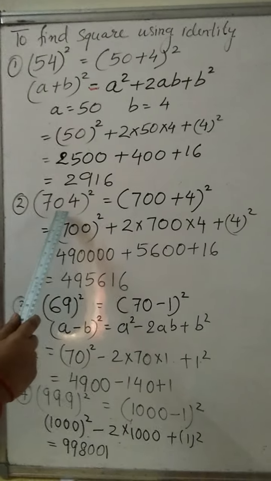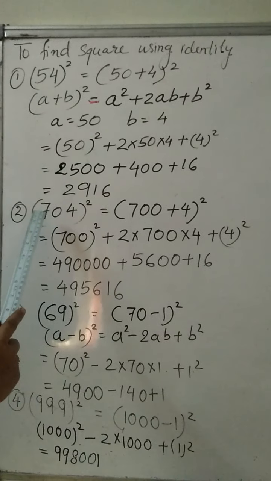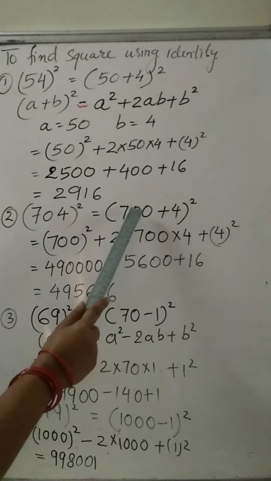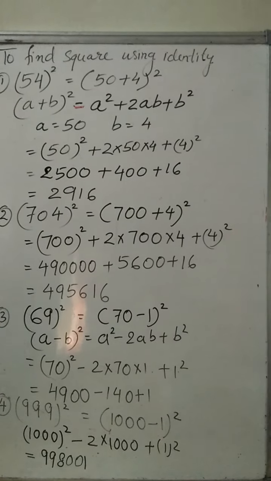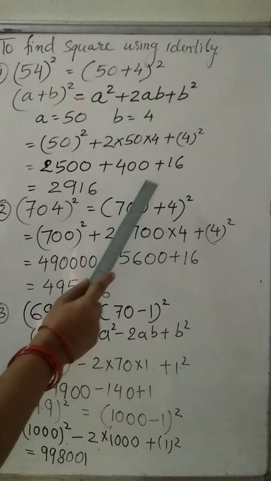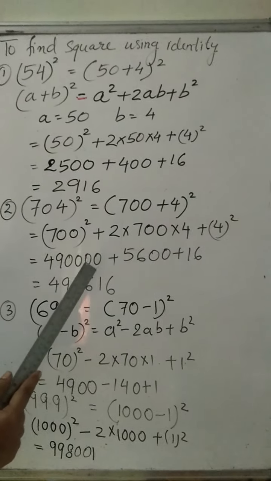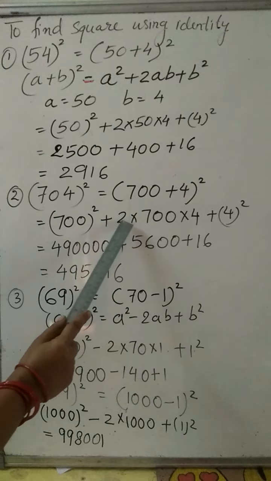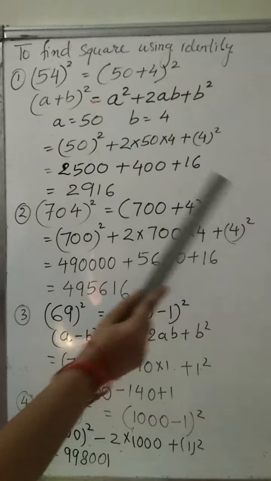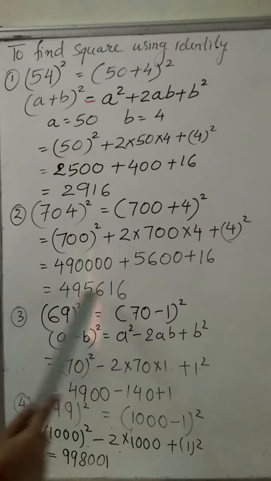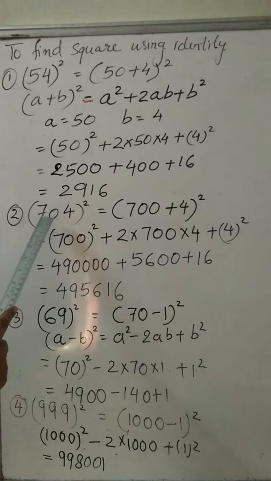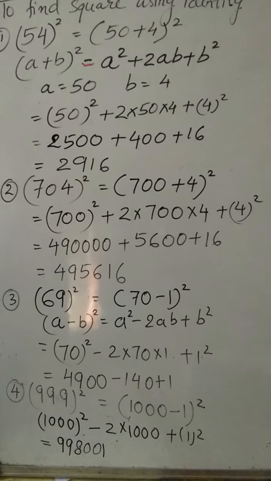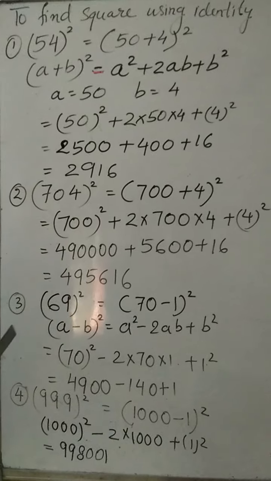Now next, 704 whole square. For 704 whole square, we can express 704 as 700 plus 4. In a similar way, you can take the value of a as 700 and b as 4 and apply this identity, that is a square plus 2ab plus b square, and then solve it. After simplifying, you will get the answer. If you want to recheck this, you can multiply 704 into 704 and verify whether the answer is correct or not.